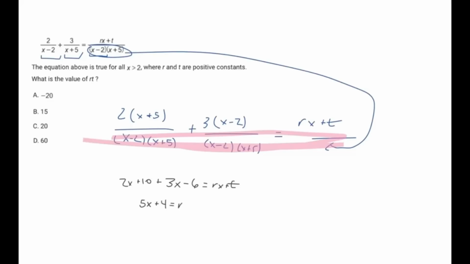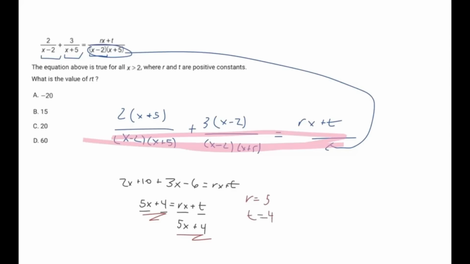So if we look at this, what you'll find is that on the left side, we have an x term and a constant, right? On the right side, we also have an x term, rx, and a constant t. So in our case, for r, we can just substitute in 5. Right? So if r is 5, we get 5x, and if t is 4, we get 4. And that's kind of funny because left side 5x + 4, right side 5x + 4. Those two are equivalent, and so we know r is 5 and t is 4.